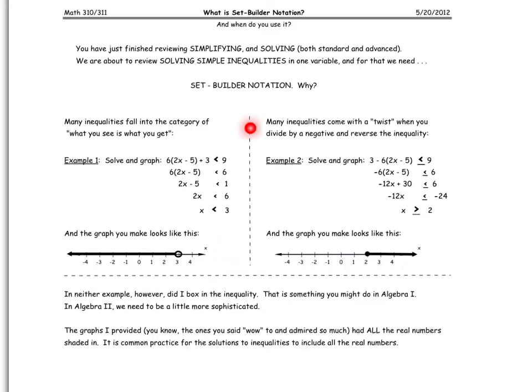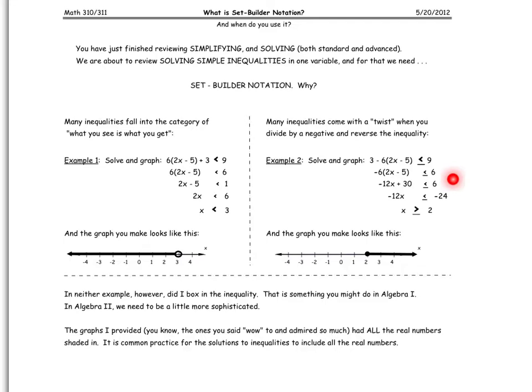Many inequalities come with a twist when you divide by a negative and reverse the inequality. Example 2 is like that. Take a look. I started by subtracting 3 from both sides, but instead of dividing by 6 this time I decided to distribute it. That gave me negative 12x plus 30 is less than or equal to 6.